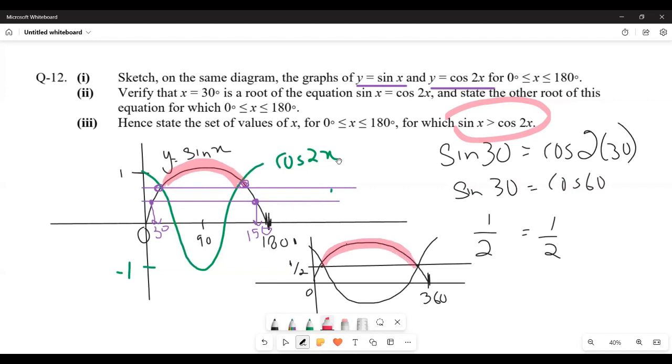So now what are the values of x here? At the first point of intersection, the value is 30. At the other point of intersection, the value is 150. So between 30 and 150, the sine x graph becomes greater than the cos 2x graph. So the solution would be x is greater than 30. That's 180, right? Not 360. Yes, it's 180, my bad. 180.